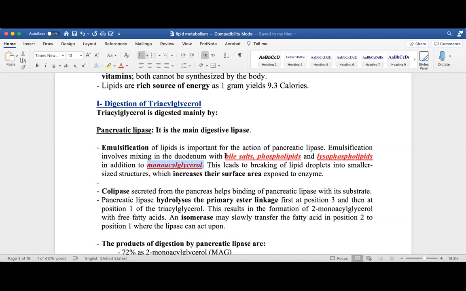Bile salts are secreted from the liver into the duodenum, the first part of the small intestine. Emulsification increases the surface area of the lipid which is exposed to the pancreatic lipase. We are going to see what lipase does. Colipase is another enzyme, but it has minimal importance. The main enzyme is the pancreatic lipase. Colipase is also secreted from the pancreas.